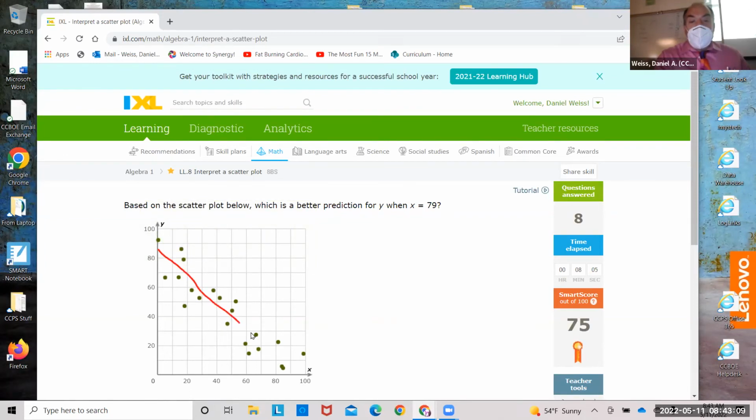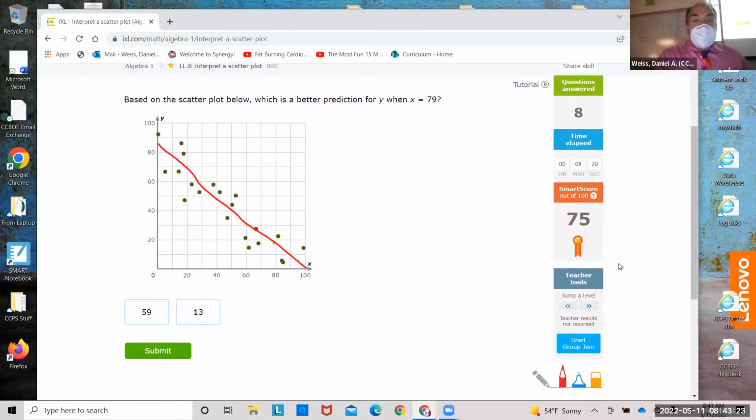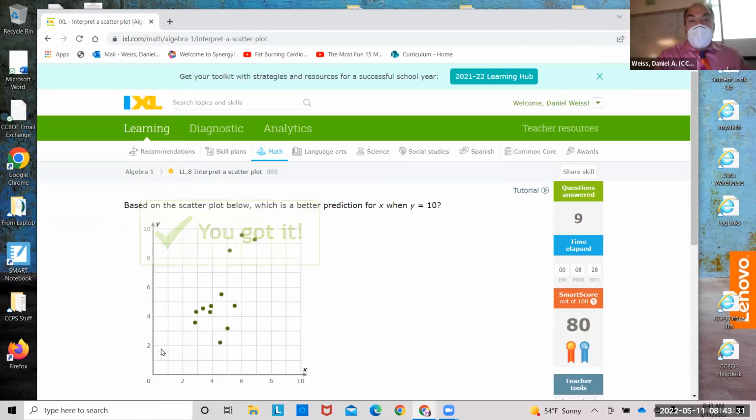I'm going to draw another line here. When x is 79, right about here, it looks like I'm somewhere close to 20 for y. What are my choices? 59 and 13. Well, closer to 13 than 59. Would you agree with that? All right, that got me to 80.